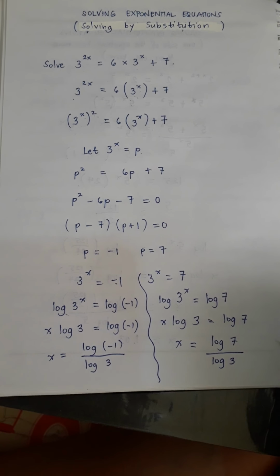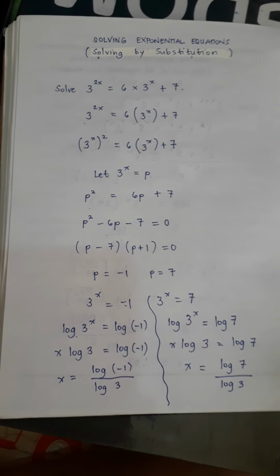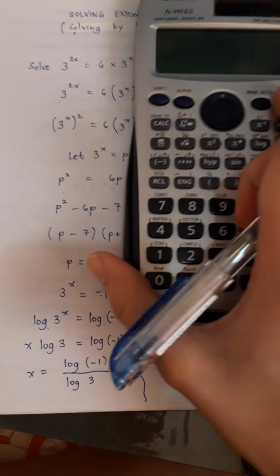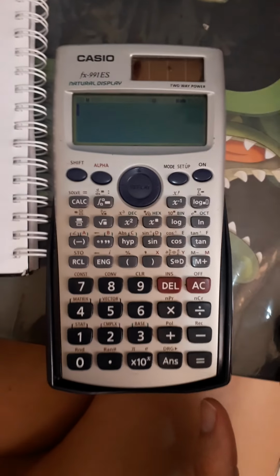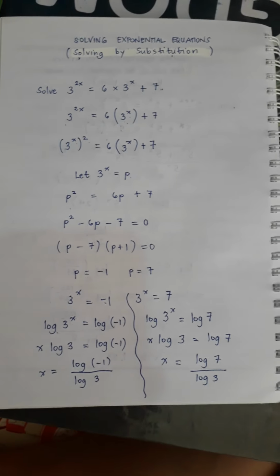And we use the calculator to evaluate these values correct to 3 significant figures. The first value I have is log(-1) over log 3. I think that you can do on your own.